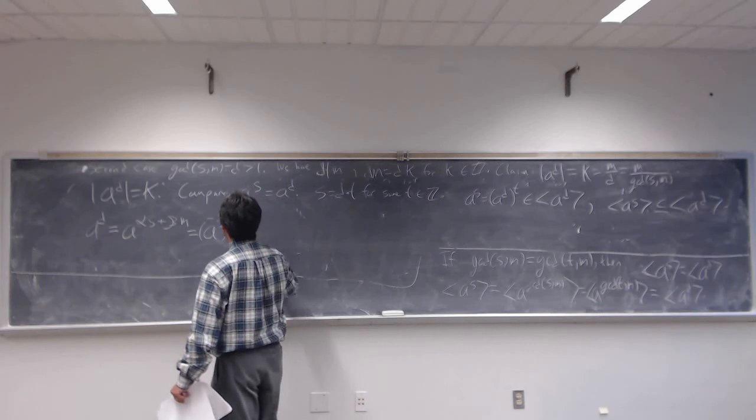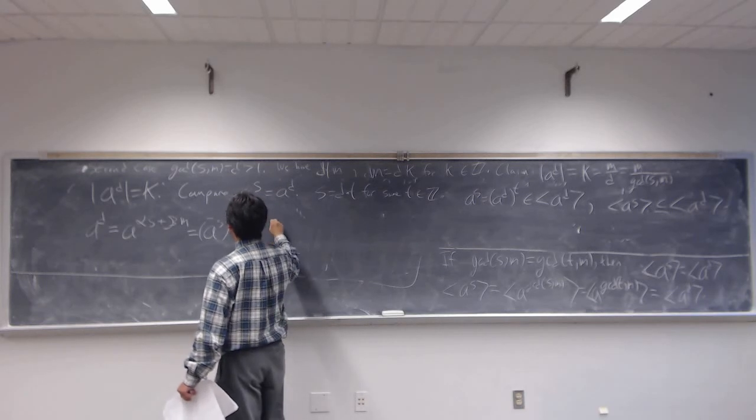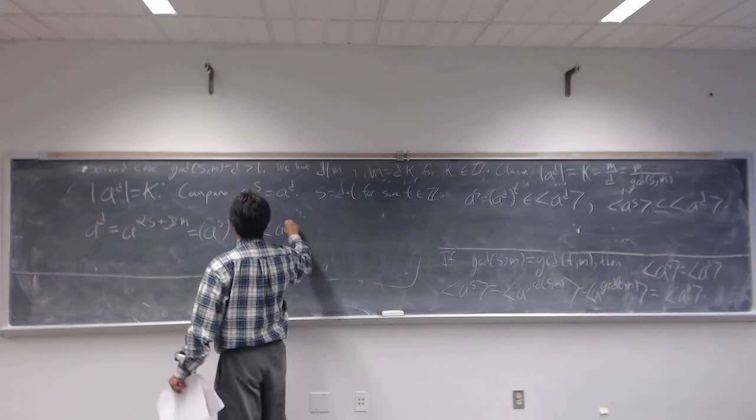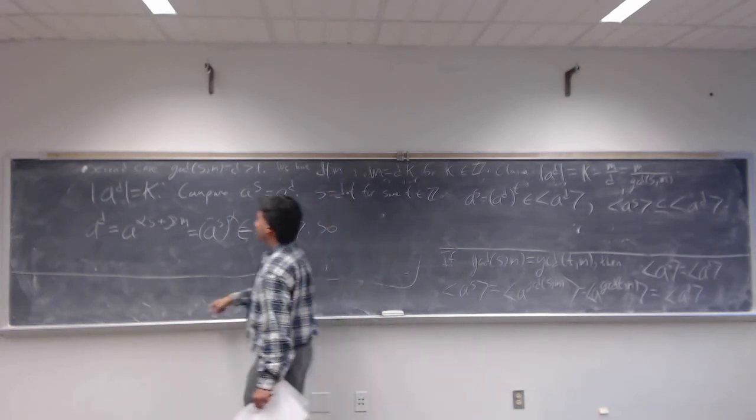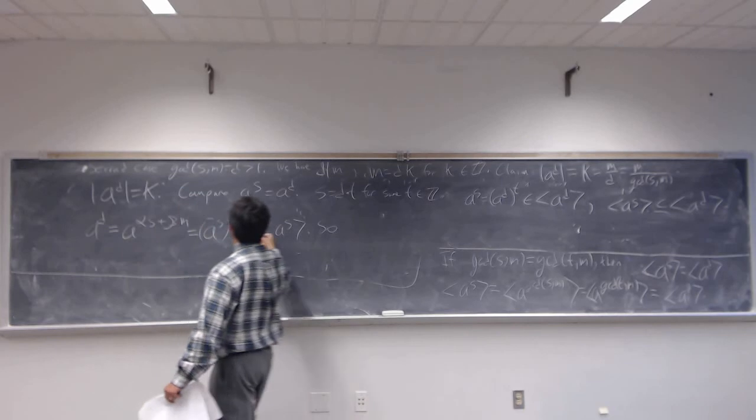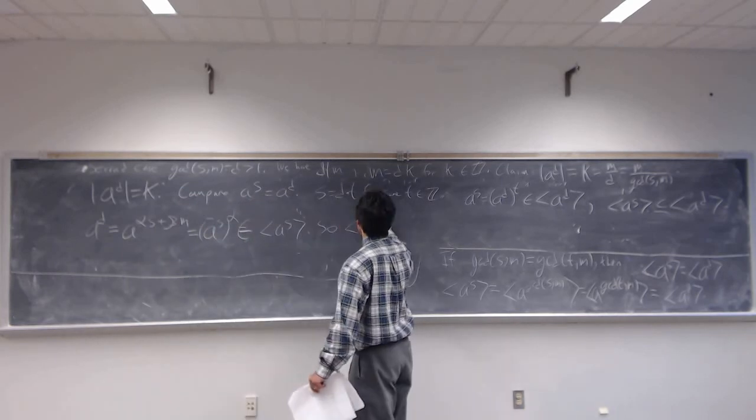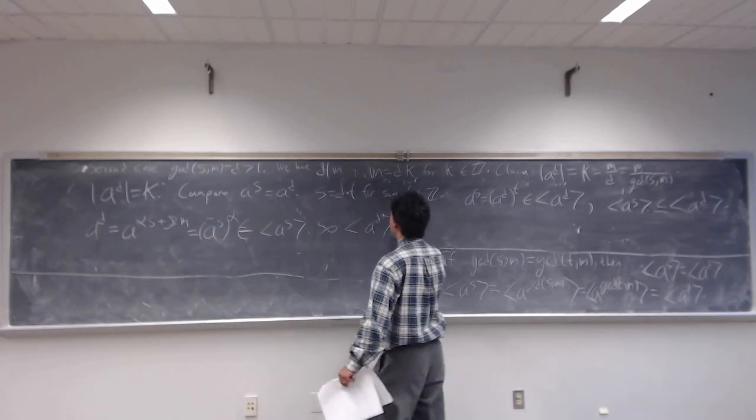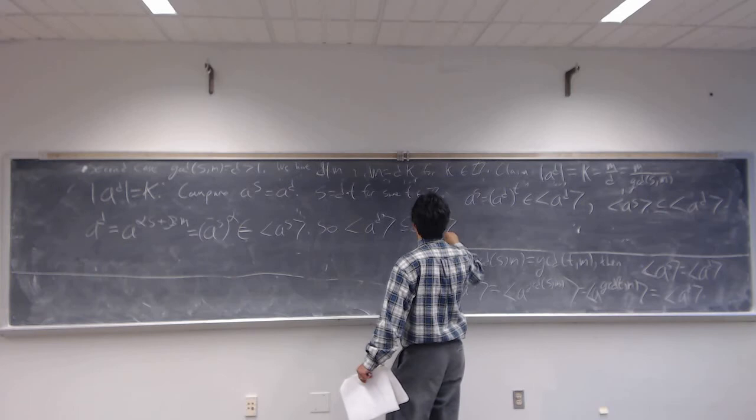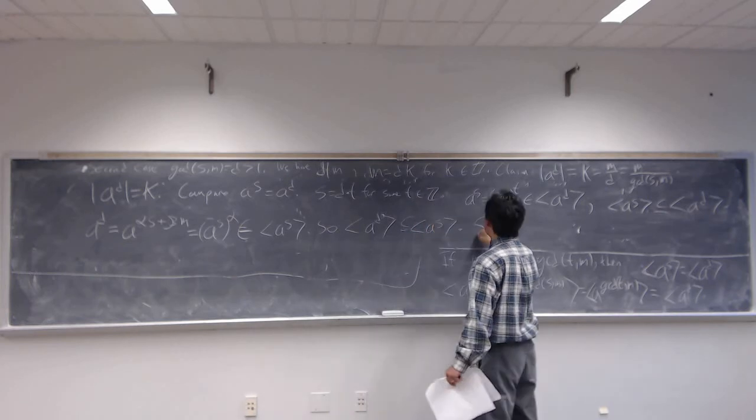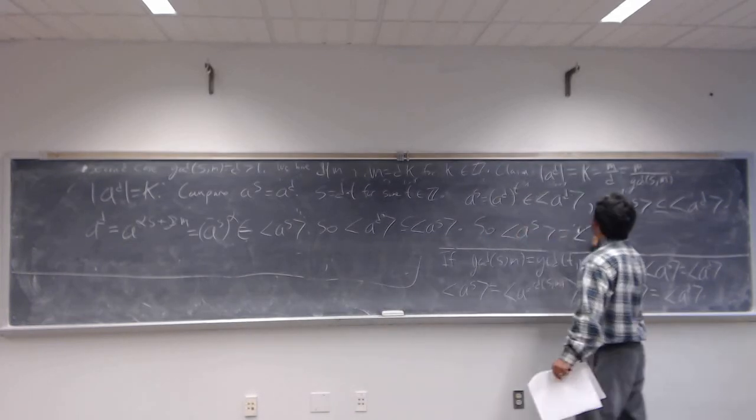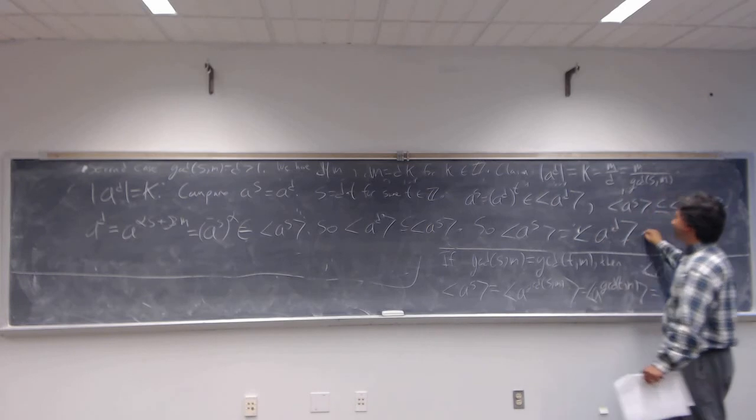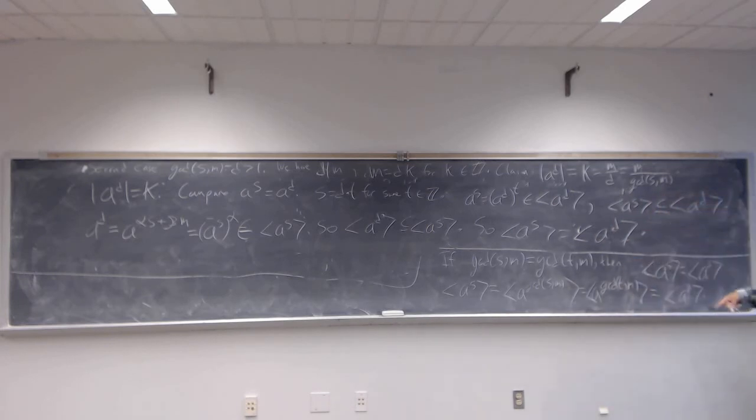And this is an element of a to the s. So this a to the d is inside this subgroup, so the smallest subgroup that contains a to the d has to be inside of here. So now we've got this conclusion. Okay, so that really completes it.